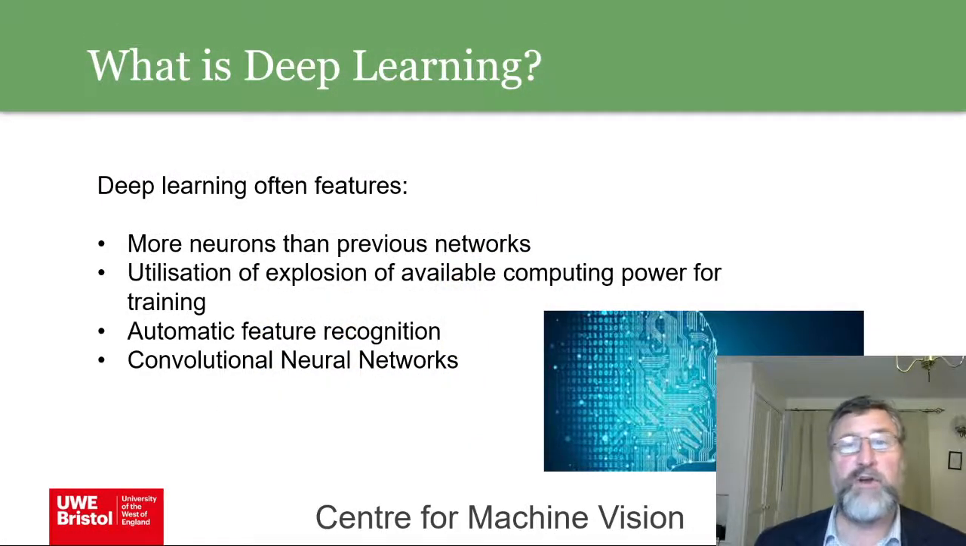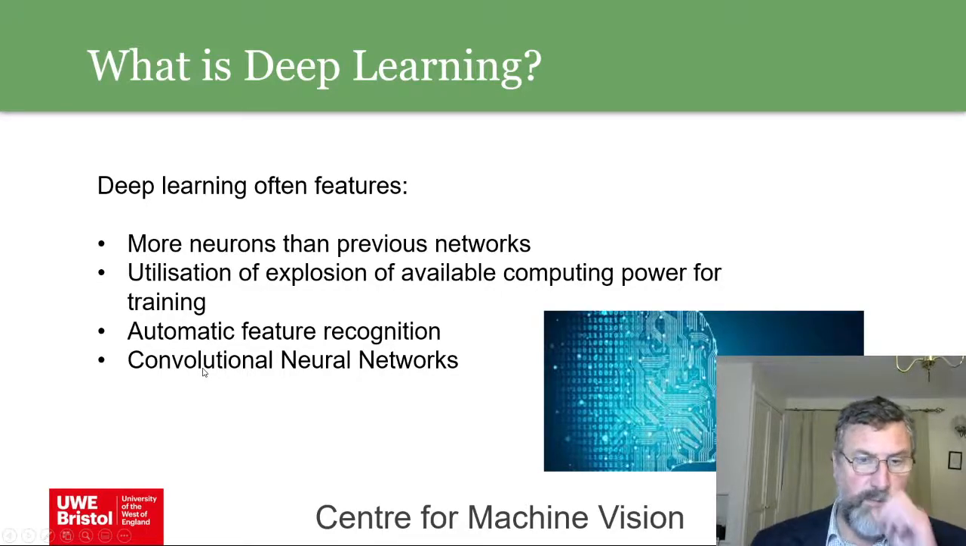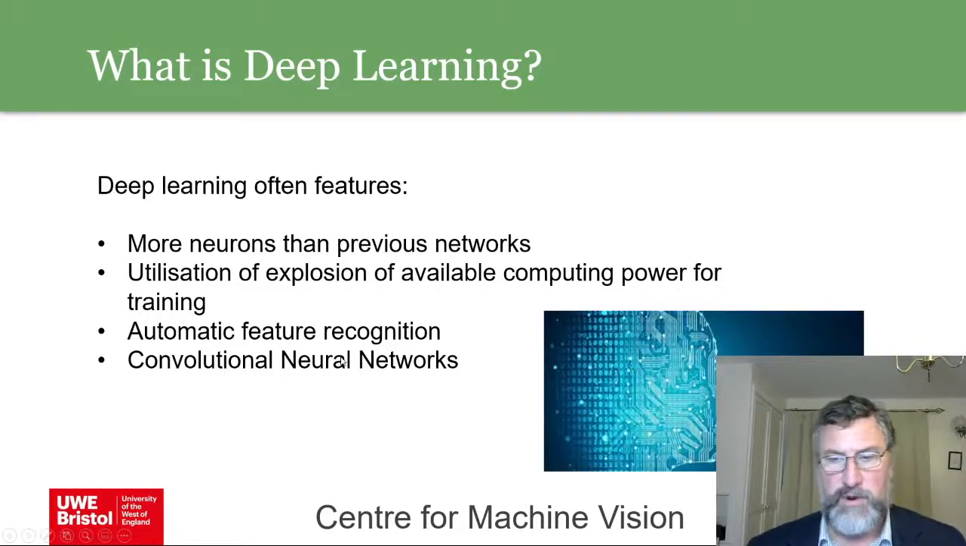So what's the difference between deep learning and regular neural networks? Well, deep learning involves more neurons than previous networks, and a general utilization of the explosion of available computer power for training. In other words, just lucky, I guess, that these gamers came along with their GPUs, which are very good for number crunching, the kind of thing you need to do with a convolutional neural network and deep learning. You can do automatic feature recognition. We'll talk about that in a minute. The most standard technique we use is convolutional neural networks, so I'll go into a little bit of detail there.